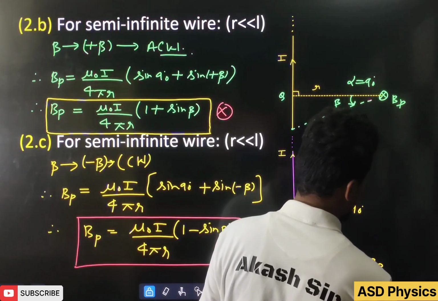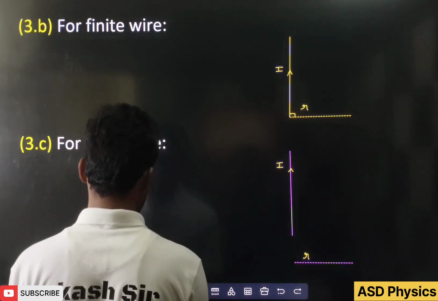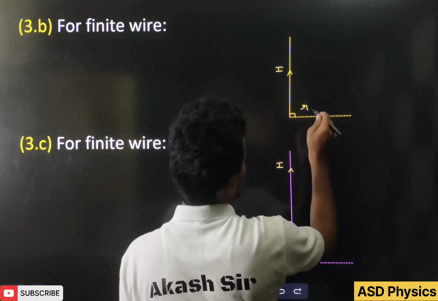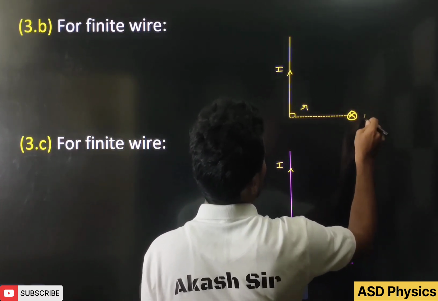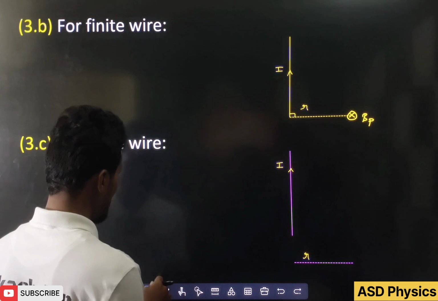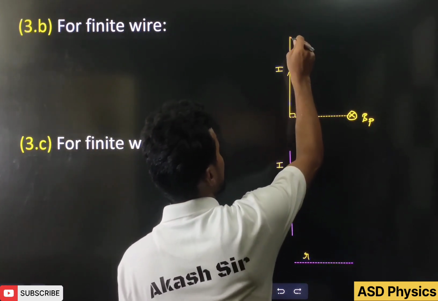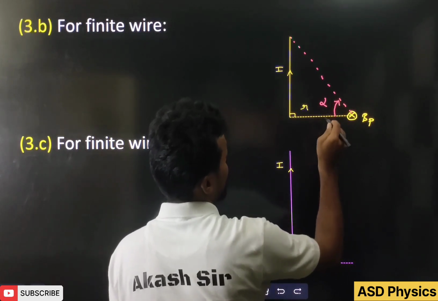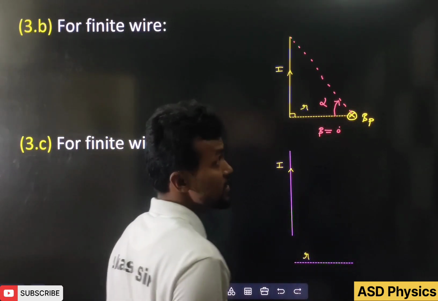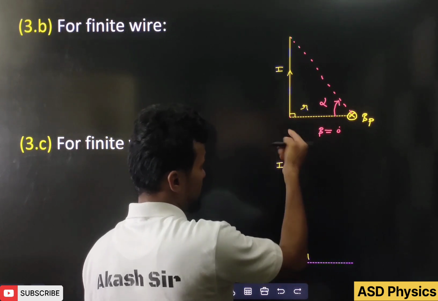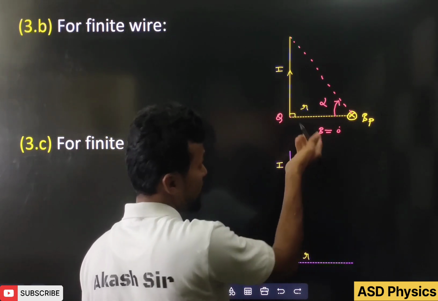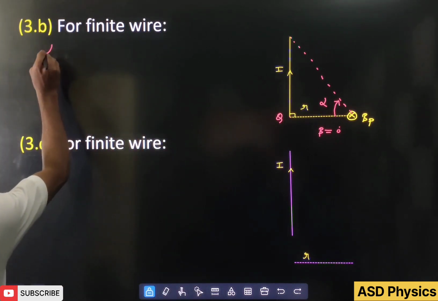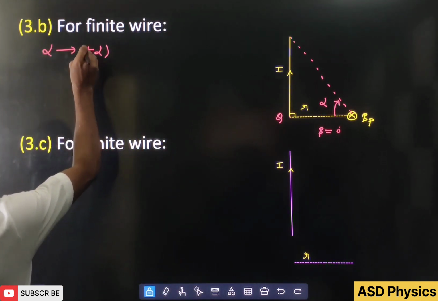Now we are going to move to 3B. Kindly see, students, this is the finite wire, and here the magnetic field is inside. From this end of the wire, this is alpha. And how much is beta here? Zero. Why is beta 0? Because below this point Q, is any other wire there? The wire is not there, so beta is 0 degrees. And this alpha is positive.